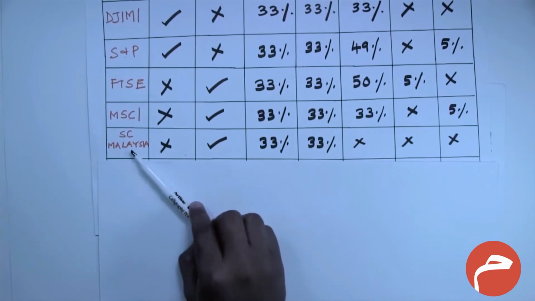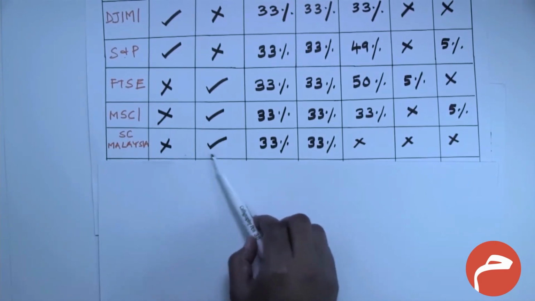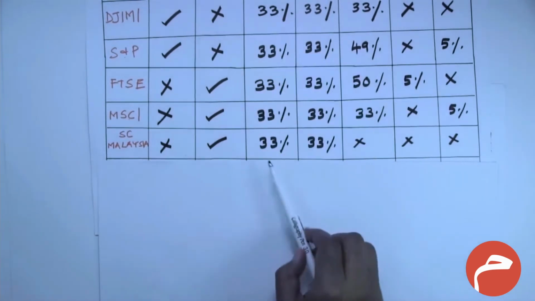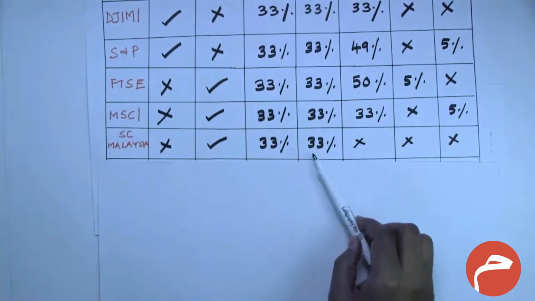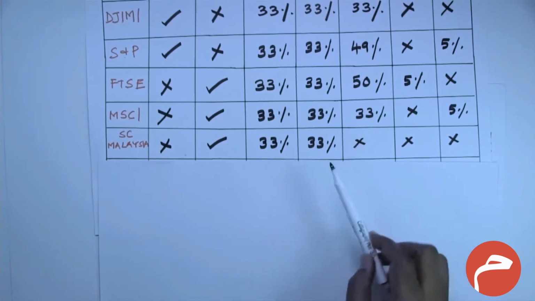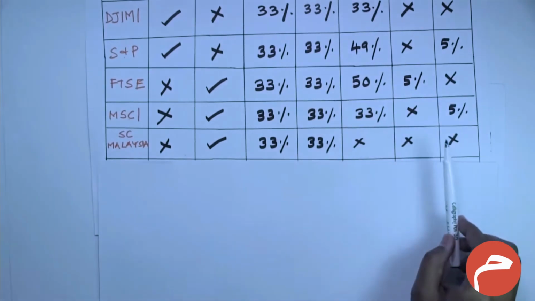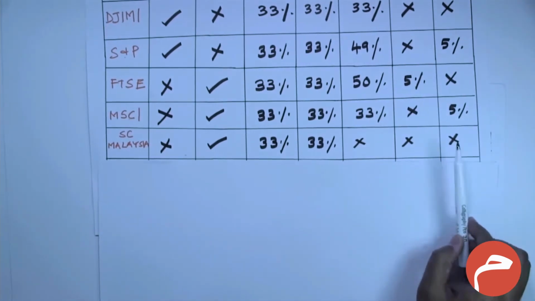In case of Securities Commission, again Securities Commission uses the total assets of the company. Here it is 33. In case of debt, it is 33. In case of cash, it is 33. There is no mention about accounts receivable. There's no mention about interest income. There's no mention about revenue from non-Sharia compliant activities.